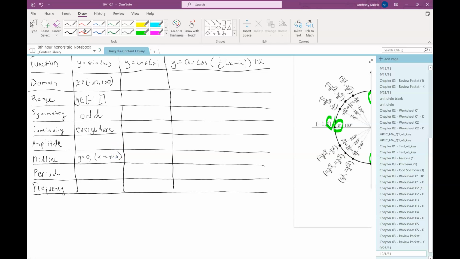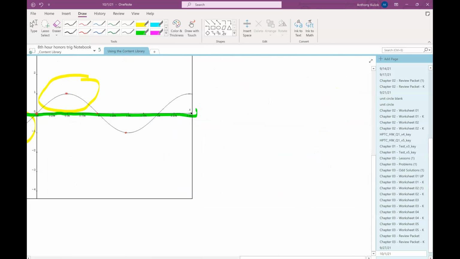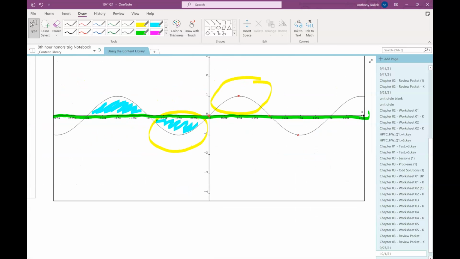So in the case of sine, it's pretty obvious that the midline is the x-axis, or y equals 0. Next up, let's look at the amplitude. The amplitude is a distance. It's basically the distance from an extreme point back to the midline, or you could think of it as half the distance between two of these extreme points. Same thing, right? So that is 1. Everybody's cool with that?